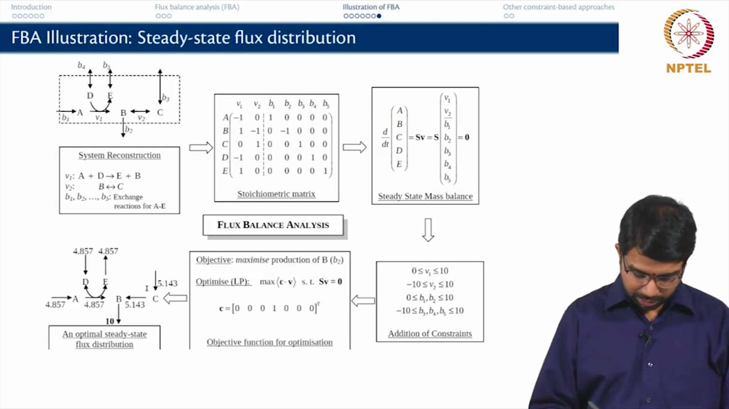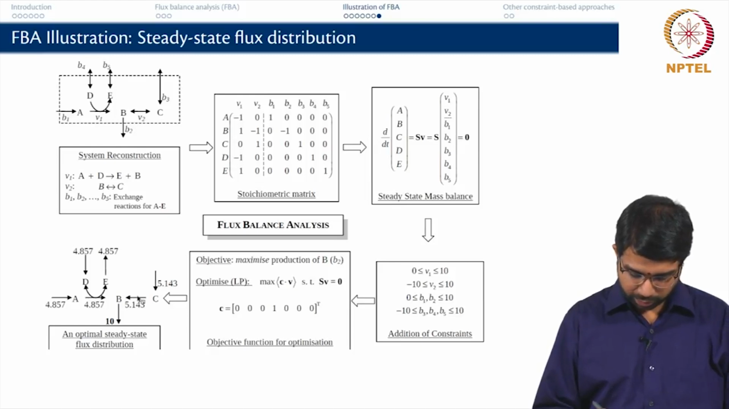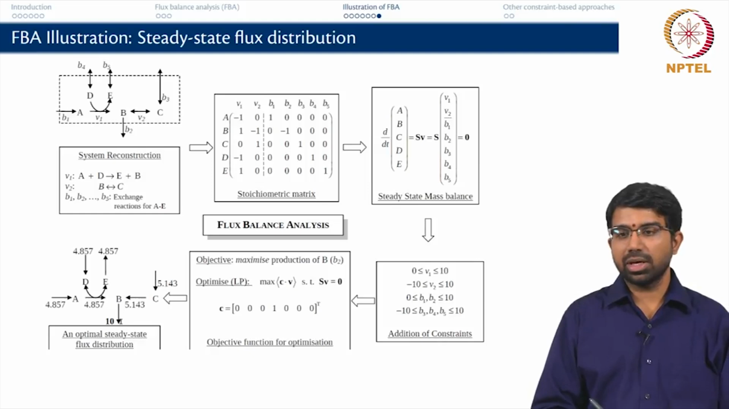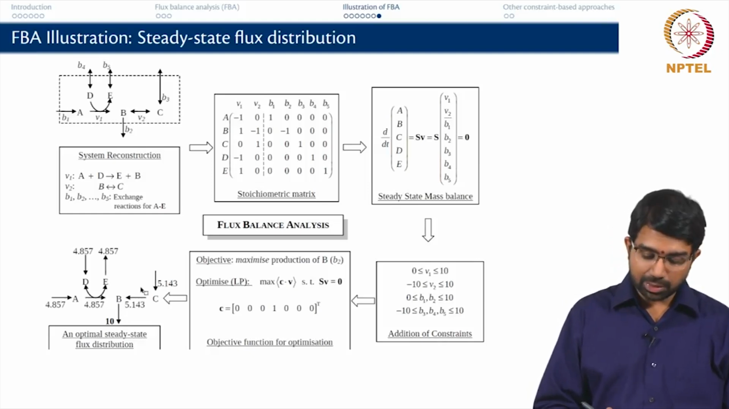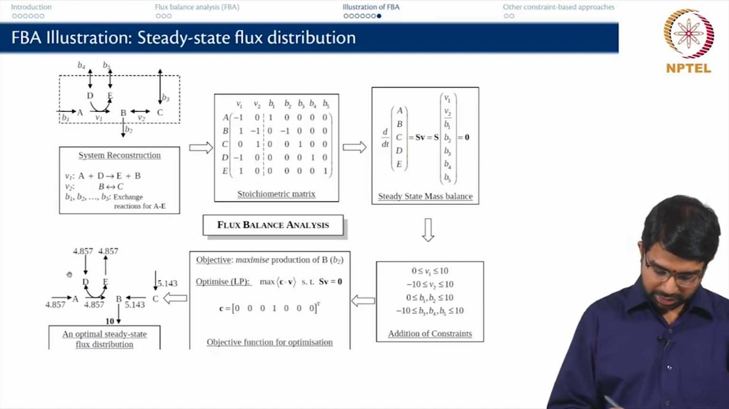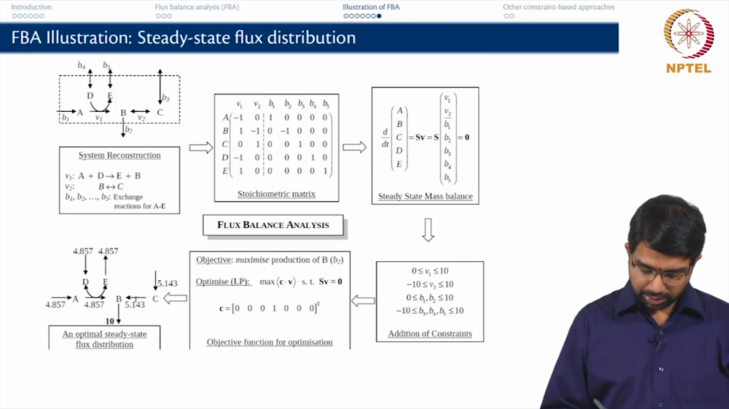So one possible solution set is this. So you have 4.857 of A coming in, 4.8 of A coming in, 5.143 of B coming in, giving 10. But if you see, this is just one arbitrary solution, there are many equivalent solutions you might be able to come up with. You could just have 0, 0, 0, 0, 10, 10, 10.